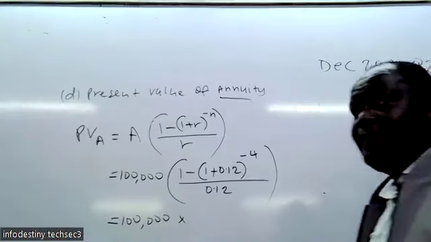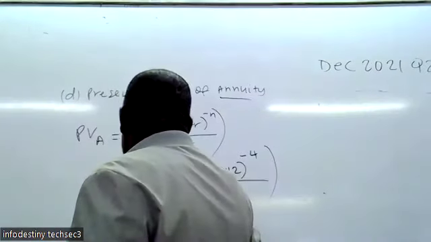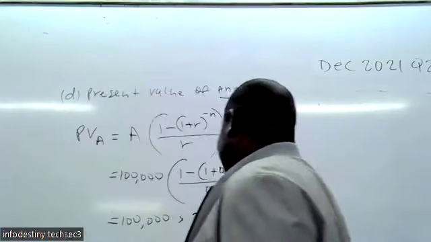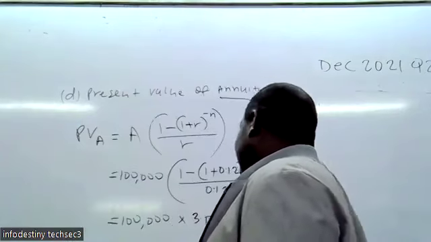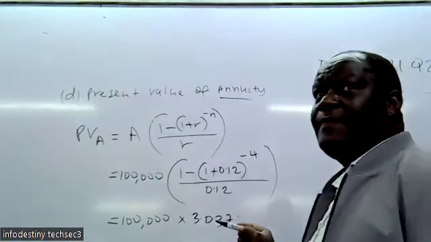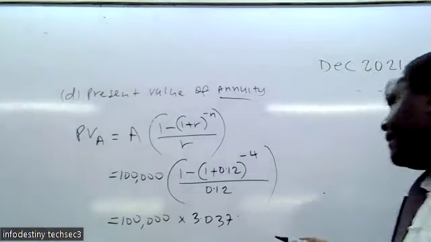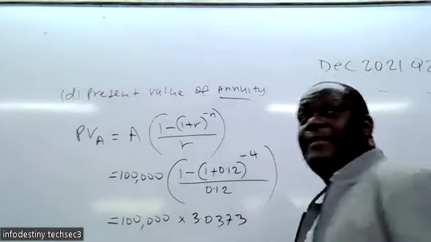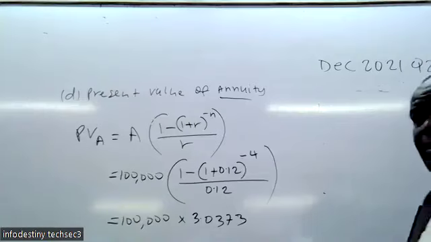3.037. When you round off to 4 decimal places, now we can compute it like that. So multiply by 100,000 so that now you get the present value.